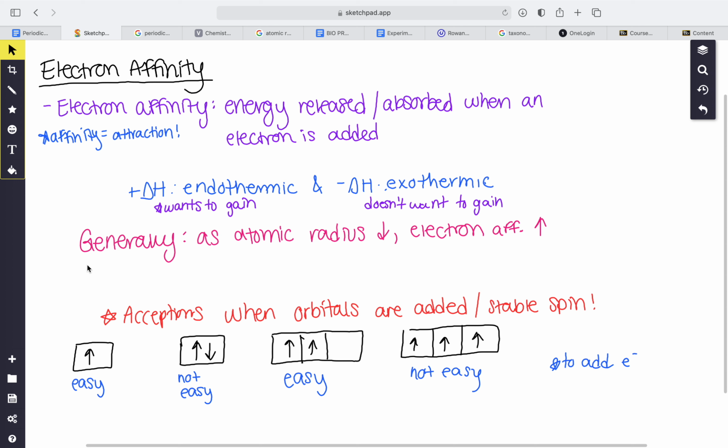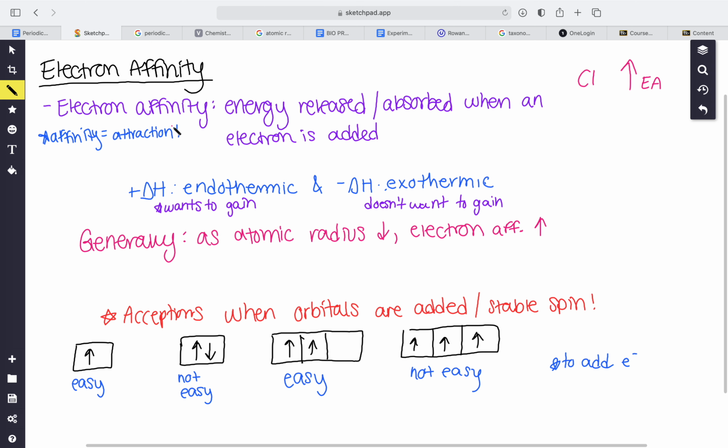So electron affinity is the energy released or absorbed when an electron is added to an atom, right? Affinity is attraction. So it's basically how much an atom would become more stable if an electron was added. The smaller an atom is, the more likely it is to attract electrons because it wants more electrons, right? If you look at something like chlorine, all it needs is one more electron to get to its happy octet. So it's going to have a high electron affinity because it is attracting electrons. It loves electrons. I like to think of it as electron love, because that's also what affinity means.